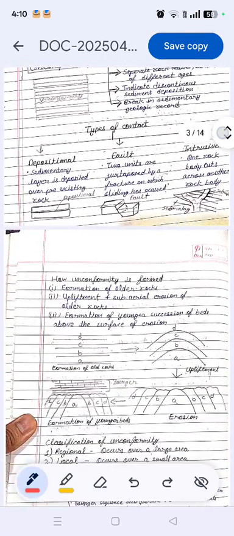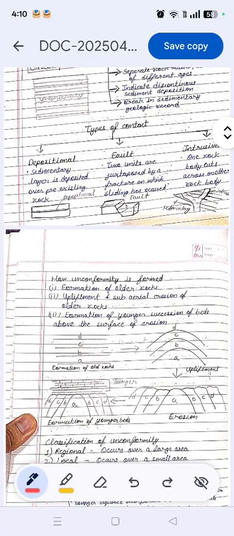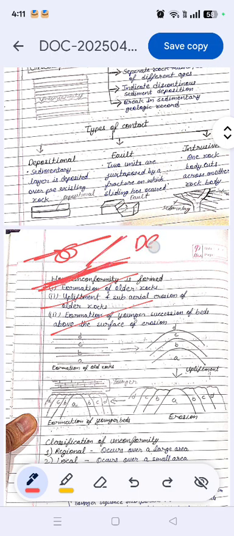Now we'll move towards the types of contact. First is the depositional contact. It is between the sedimentary rocks. Suppose these are the layers, and now this layer is deposited over this layer. So this will be the depositional contact. This sedimentary layer is deposited over this one, and this contact will be called depositional contact.